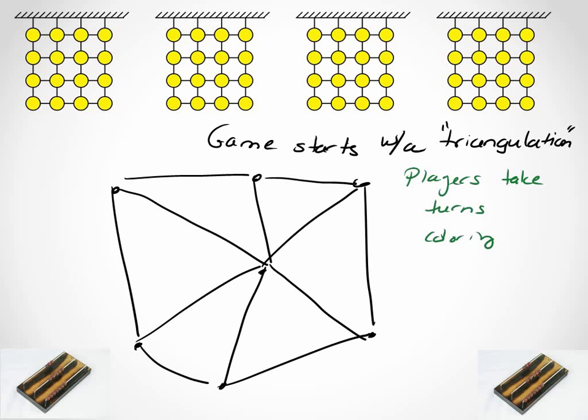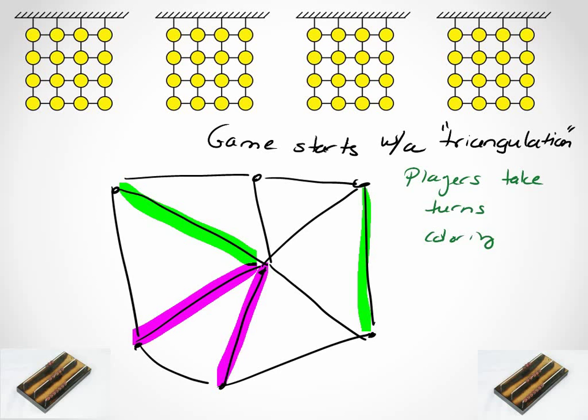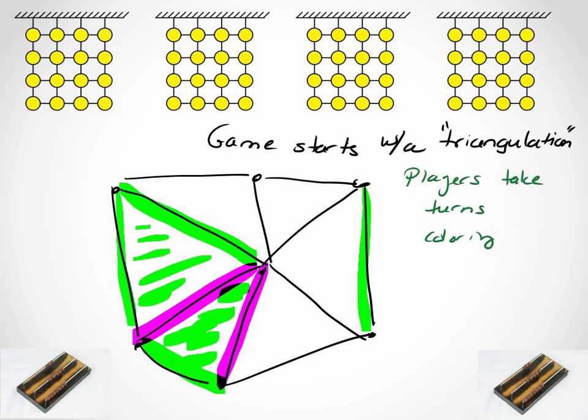The players take turns coloring. So for example, the first player might color one of the edges on this piece. Second player might color that one. So the pink player might color that one. Green player might color that one. Pink player may color that one. Whenever they finish off a triangle, they get the triangle. So the green finished off 2 triangles now on their turn. So they grab those 2 triangles.